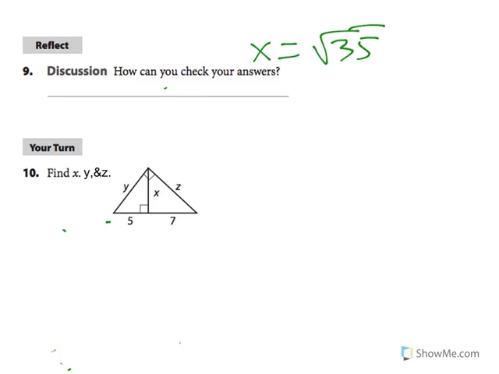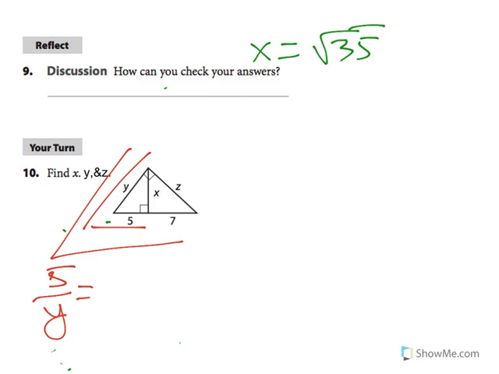Alright, so to solve for y, you start from where 5 is, so we go 5 to y, and y to 5 plus 7 gives us 12. So we said 5 over y equal to y over 12. And then you use your cross product.